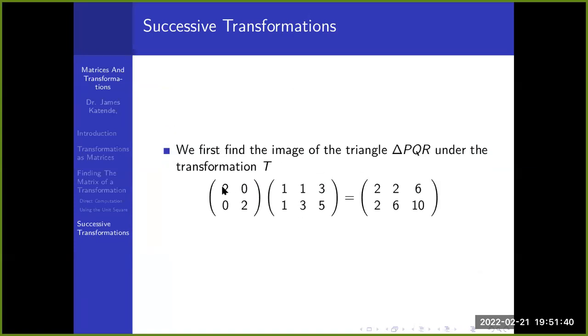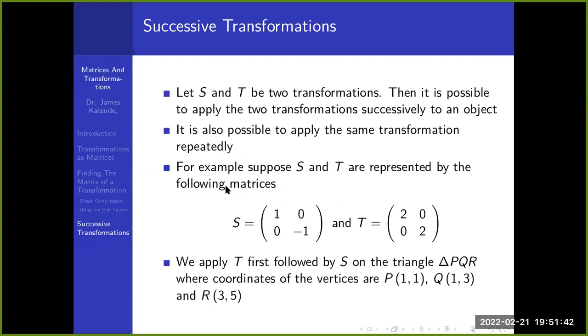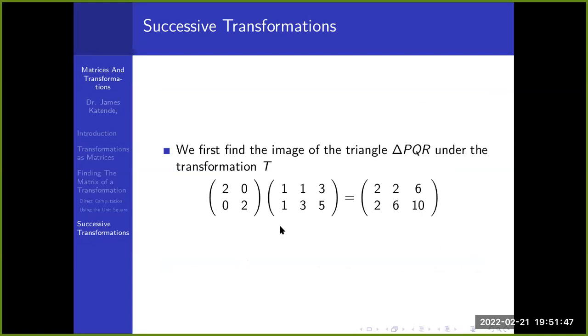So the matrix T is, let's just confirm, this matrix (2, 0), (0, 2). It's the first one to act, and these are our vertices. When we multiply this matrix by our position vectors for the vertices, we end up with this as the image. So this becomes our intermediate image. It's not our final image. We want T to act on the original object, and then the second transformation S will act on this intermediate image.